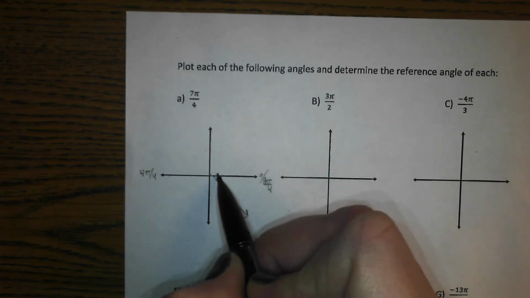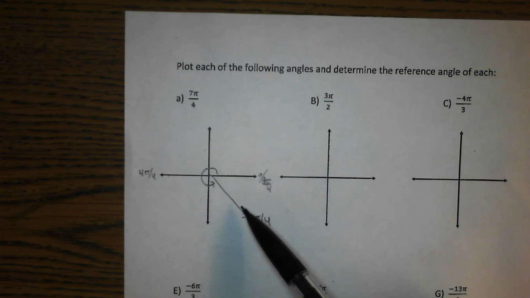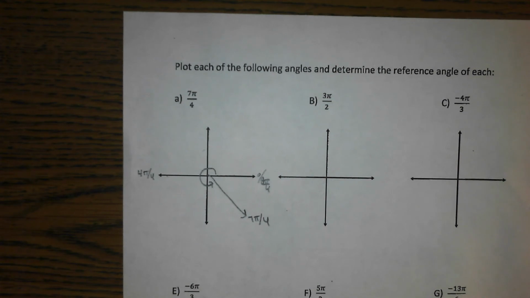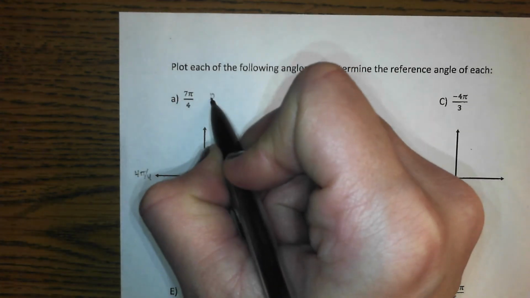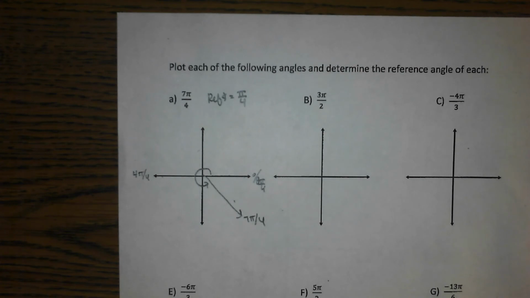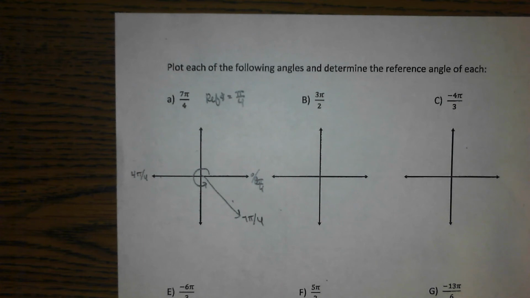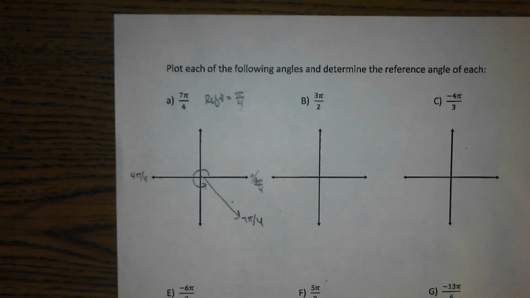So for your rotation diagram, show which way you're going. And then how far away is that from the closest x-axis? 1 pi over 4. 7 pi over 4 to 8 pi over 4 is a reference angle of pi over 4. If it starts in radians, give the reference angle in radians. Good question. If it starts in degrees, give the reference angle in degrees. Stay consistent with whichever unit they're in.